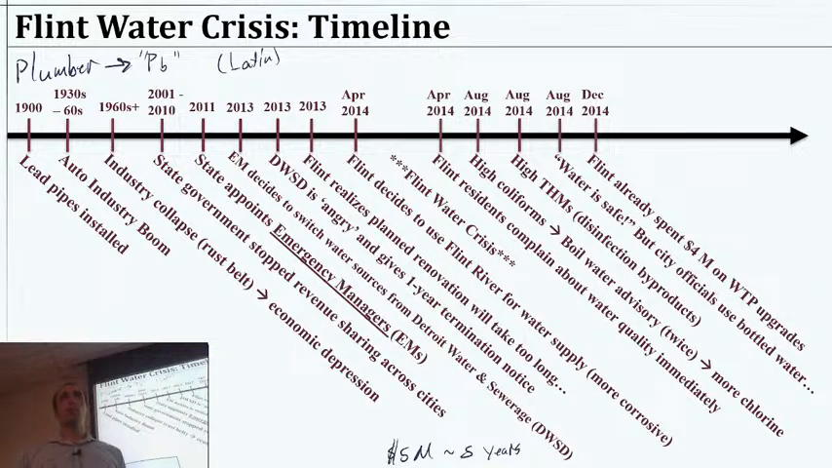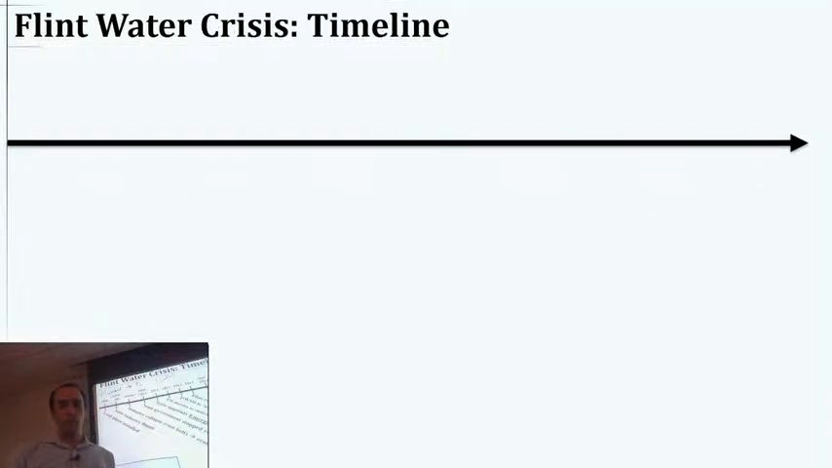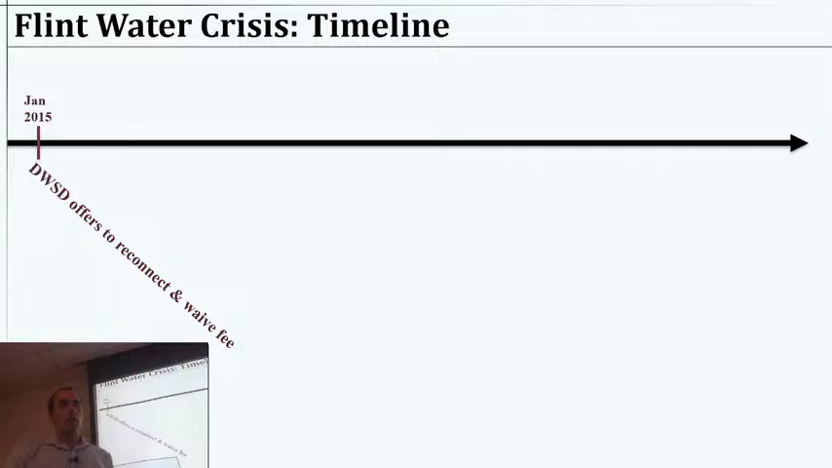By December 2014, Flint had already spent $4 million on water treatment plant upgrades. It's probably most, if not all, of what they were planning to save over several more years. Also pretty terrible. By January, the Detroit Water and Sewerage Board offers to reconnect and to waive the fees.